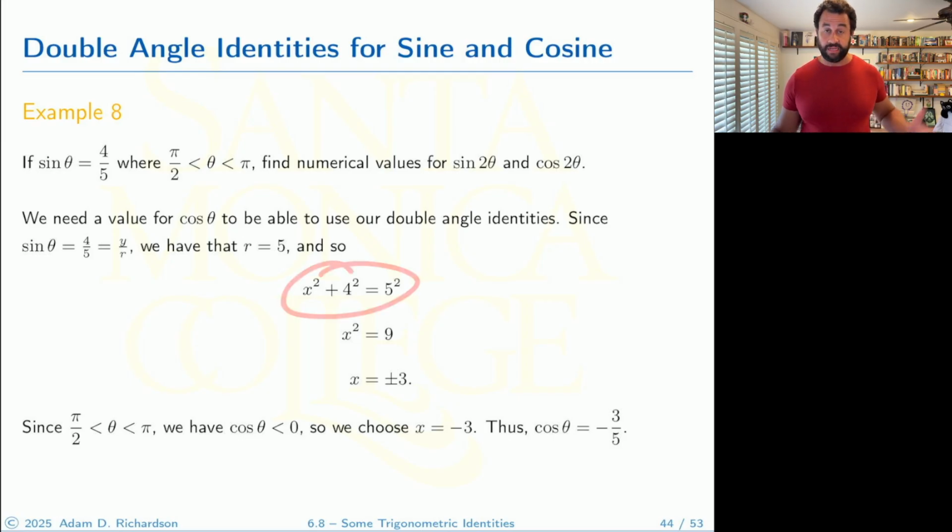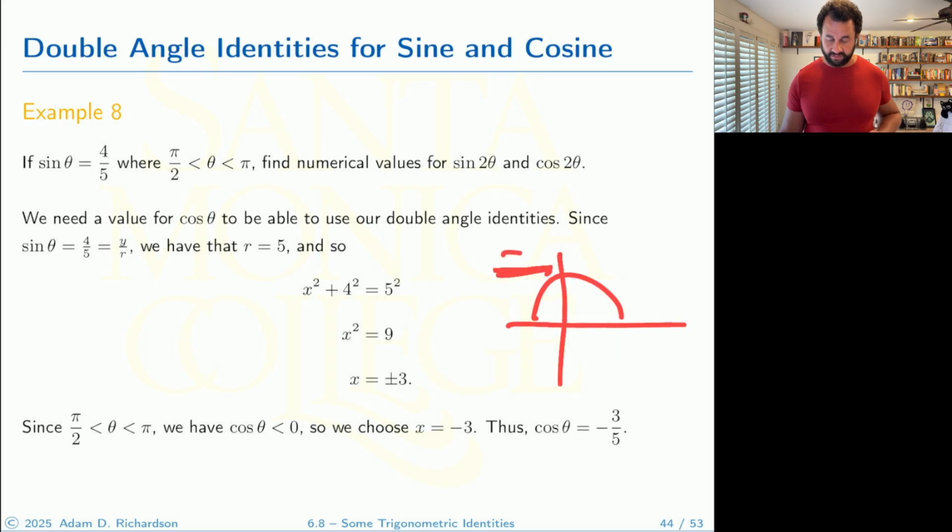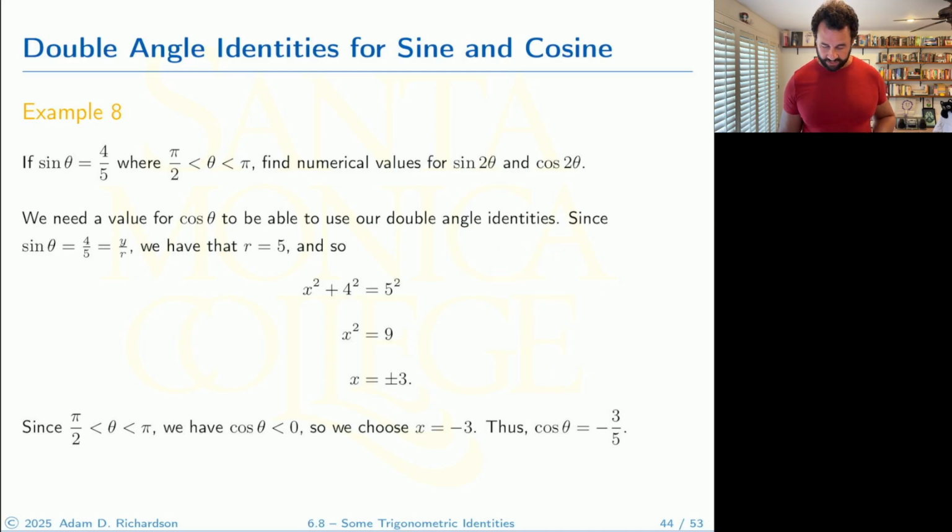Now, here we're using, again, just the equation of a circle of radius 5, and we're going to have x squared plus 4 squared equals 5 squared. We can solve that for x to get x equals plus or minus 3. Again, we need to include the plus minus, and then depending on the context, choose which one we're going to need. In this case, we need the negative value because this angle is in the second quadrant, so that means that cosine is negative. So we need negative 3. So cosine of theta is negative 3 over 5.